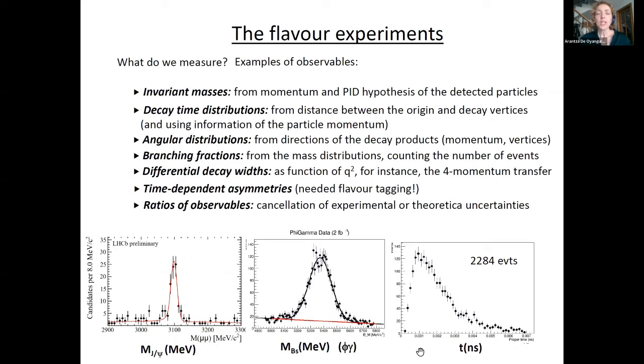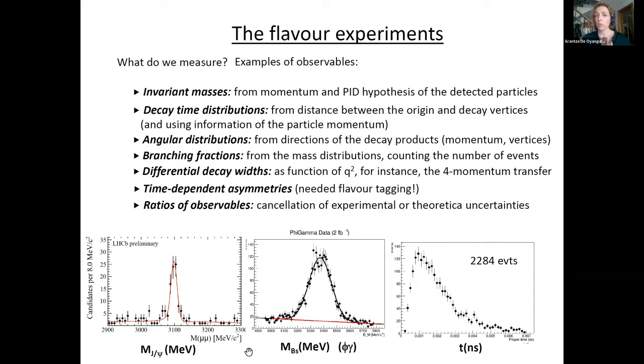Okay. So what do we measure in the experiments? This is important. Which kind of observables? Maybe you are familiar with it if you are working in an experimental environment, but in case you are more of a theorist, we measure invariant masses. This is just the peaks that you can see in each of these plots, for instance.